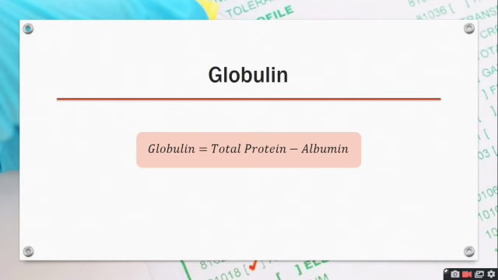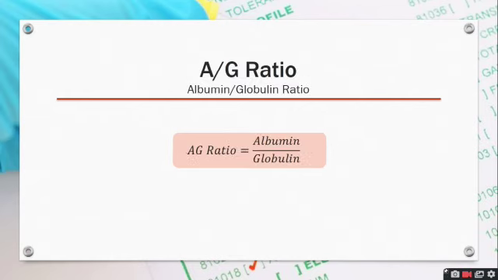Now the next one is globulin. Globulin level is determined by subtracting the albumin level from the total protein level. And the next one is the A to G ratio. The A to G ratio is calculated as the ratio of albumin to globulin.